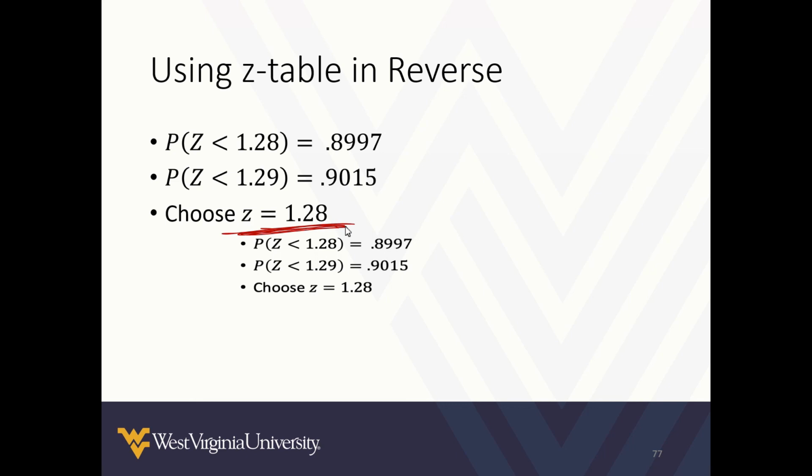If it's something that's exactly halfway between and you want to do 1.285, that's perfectly fine. I do grade your assignments by hand, so if you want to do something like that, that's okay. If it's obviously closer to one or the other, do the 1.28. But if it's almost exactly halfway, then go ahead and split the difference.